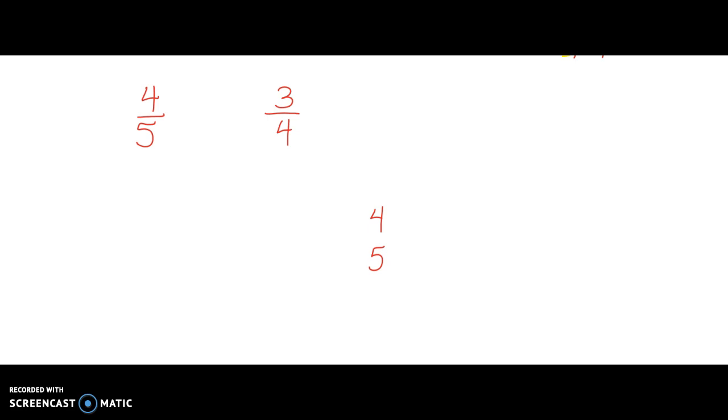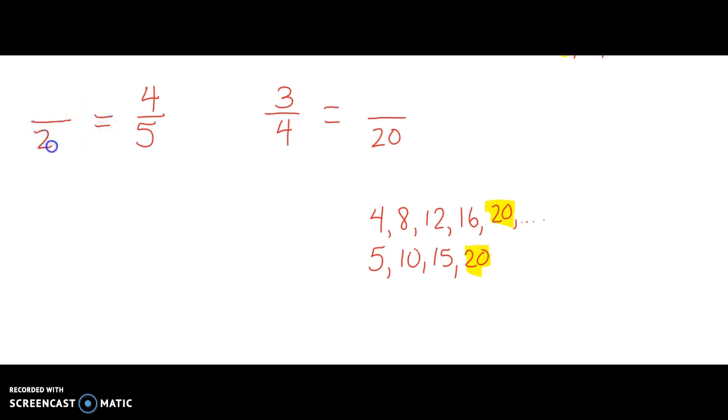Well, counting by 4s, my multiples would be 4, 8, 12. 4 times 3 is 12. 4 times 4 is 16. 4 times 5 is 20, etc. And counting by 5s, 5, 10, 15, 20. There it is. 20 is a multiple of both. And so I can create equivalent fractions for each of these with a denominator of 20. So let's do that. Let's start with 3/4.